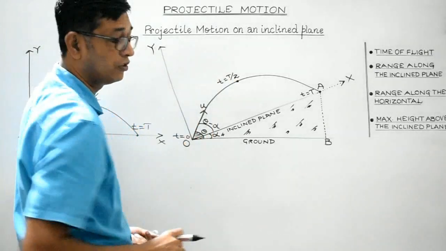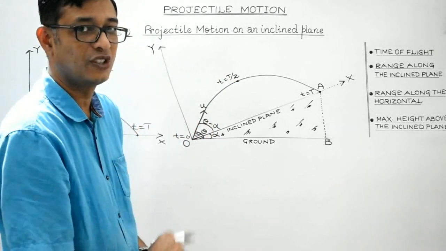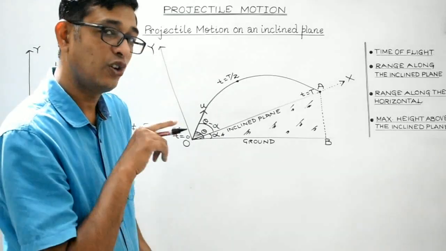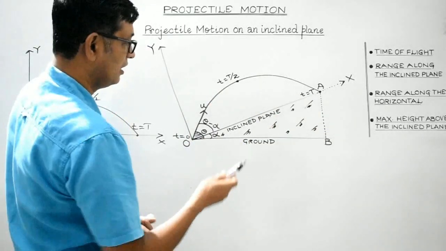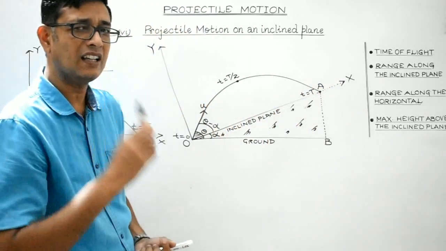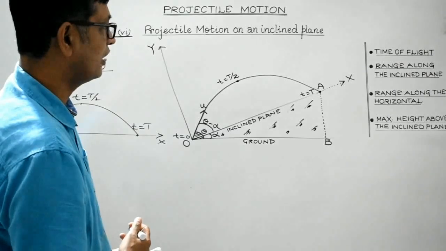Here, we will discuss the acceleration due to gravity. Now we are aware, students, the acceleration along the horizontal direction is always 0. But along the inclined plane, it will have some acceleration, isn't it? So let's try to find it.